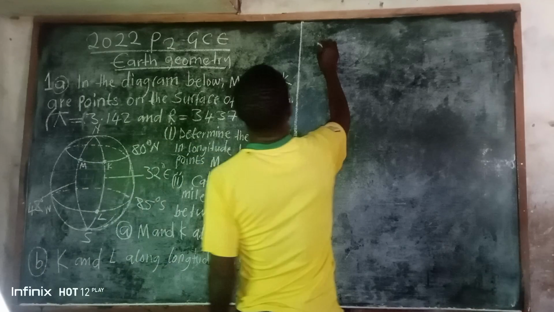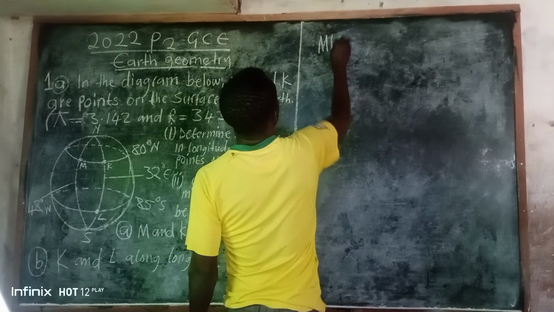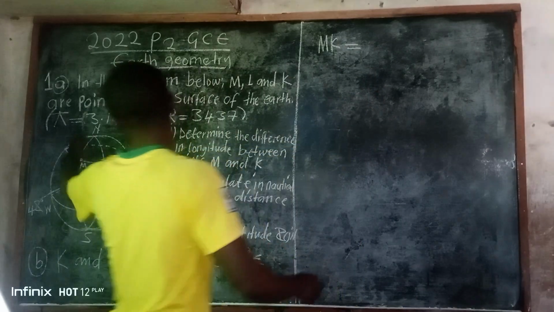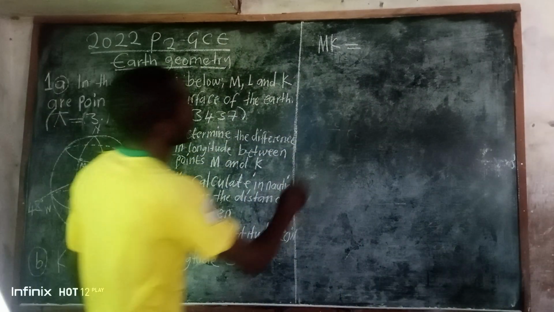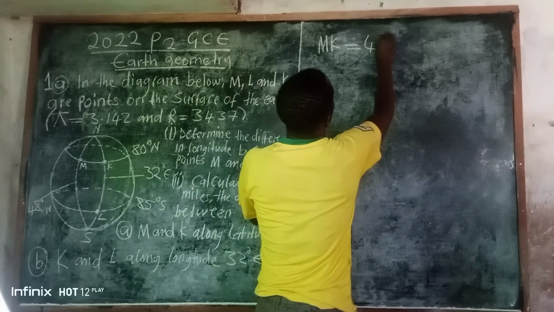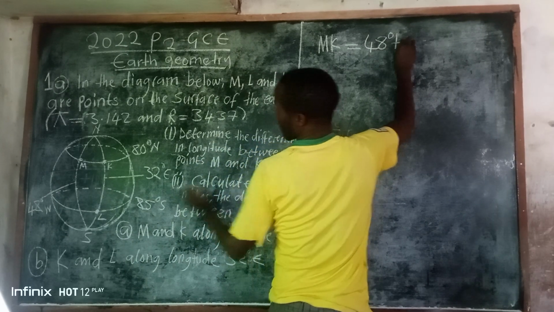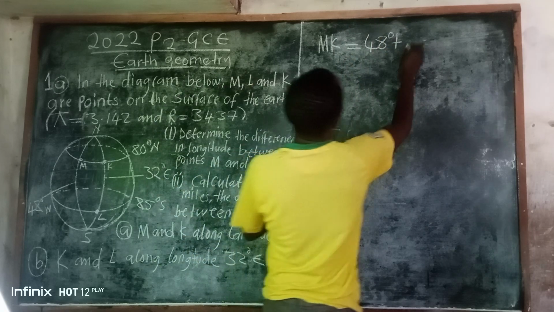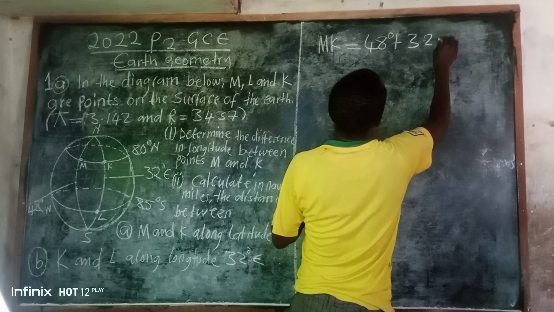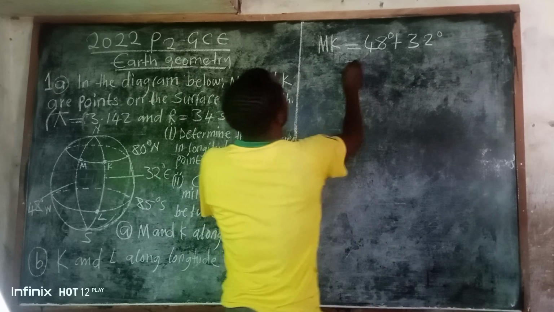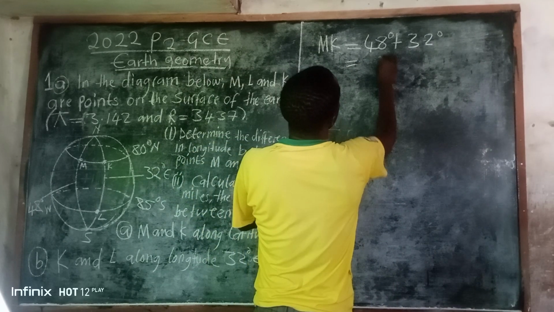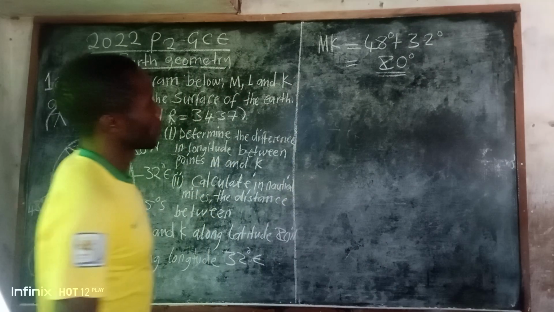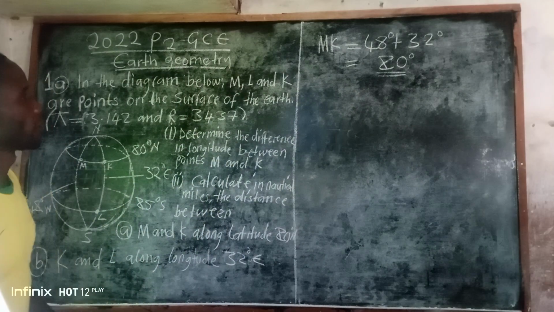So the difference between MK is equal to, here the longitude that we have is 48. So we are going to say 48 degrees plus, point K lies on which longitude? 32. So 32 degrees. When we add this, we are going to have 80 degrees. So this will be our difference between these 2 points.